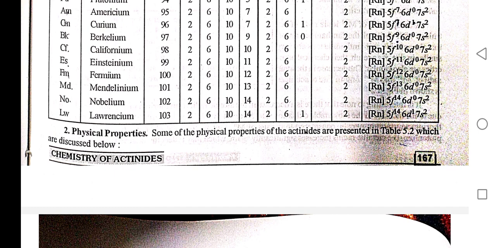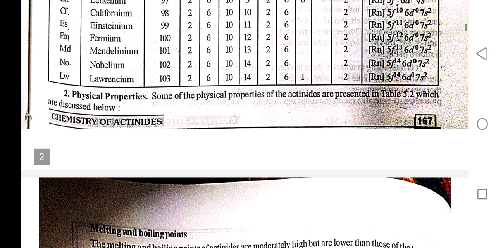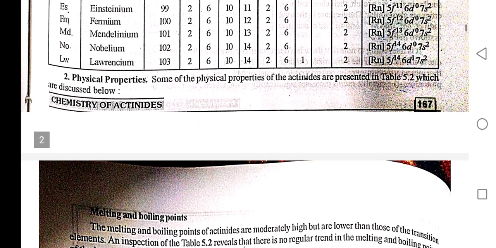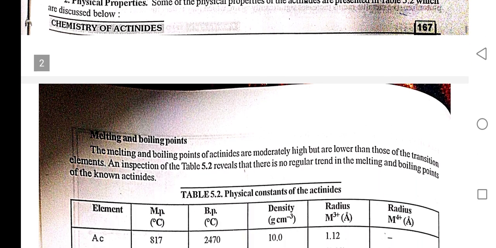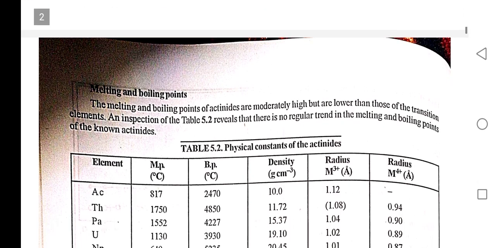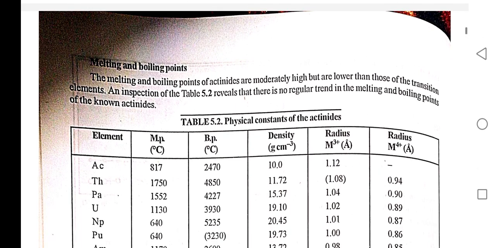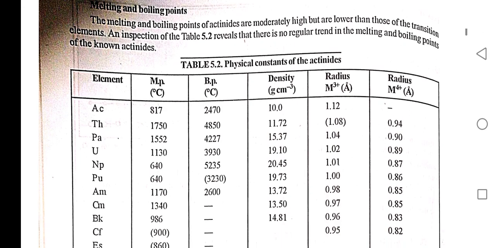Such that second property is a physical property. Some of the physical properties of the actinides are presented in Table 5.2, which are discussed below. Melting and boiling point. The melting and boiling points of actinides are moderately high but are lower than those of transition elements. Inspection of Table 5.2 reveals that there is no regular trend in the melting and boiling points of the actinides.